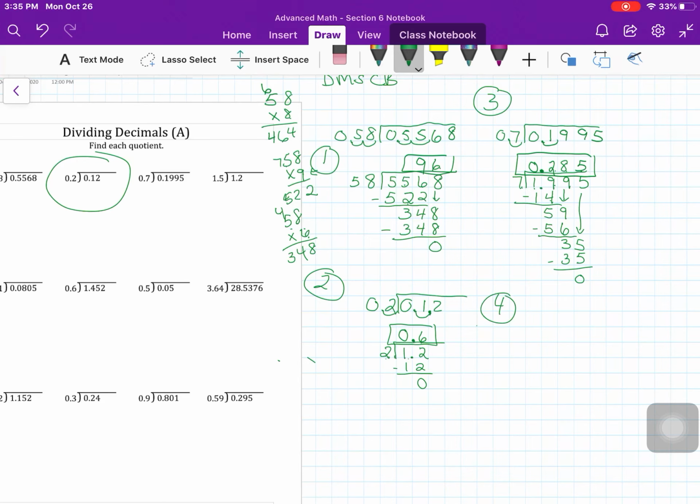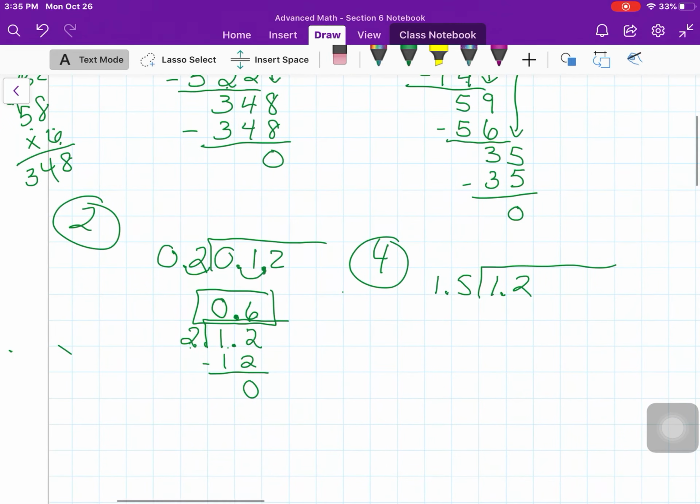All right, let's try one more together. We'll call this one number 4. And we've got a 1 and 5/10 as our divisor. We've got a 1 and 2/10 as our dividend. Zoom it in here a little bit. Again, we want to move this decimal to the end by multiplying by 10. We're going to do the same thing with the dividend and move it to the end.